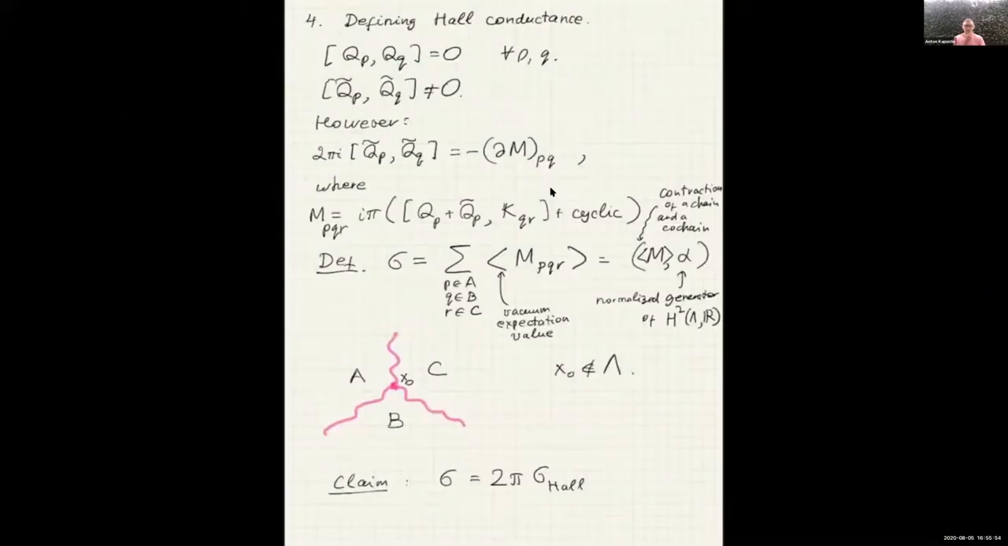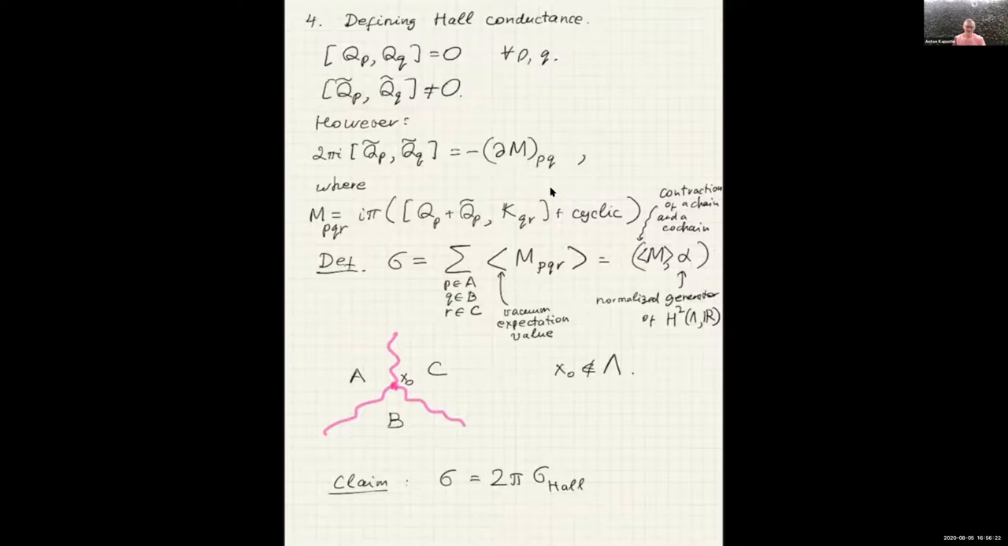Okay, now with this preparation, I'm finally ready to define the Hall conductance. So the point is that although the original charges on different sides commute, one defect is that these improved charges do not commute in general. Nobody said that they will.